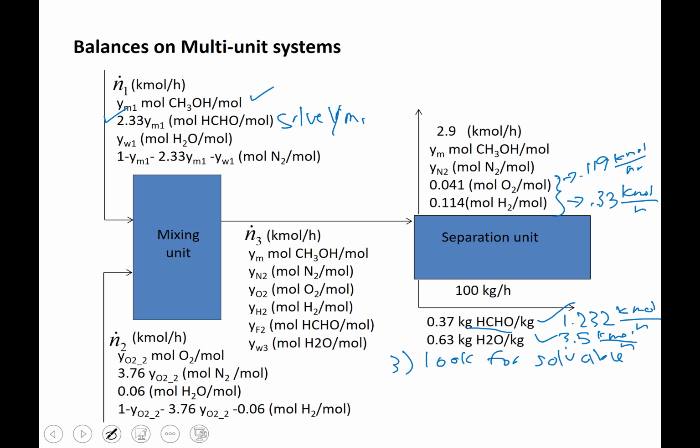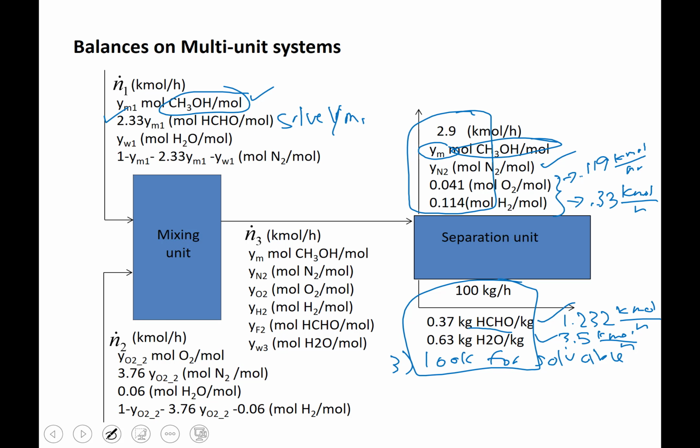Now, if we know how much methanol there is here, the only other place it shows up on the flow chart on the overall balance is here. So we can now find out the total flow. We can't directly calculate the mole fraction, but we can calculate the flow. And once we know that flow, then we can get the flow of nitrogen. At this point, we are going to know everything on this chart, on the inlet and on the outlet. And from there, you can solve for the remaining balances that you have on the inlet.